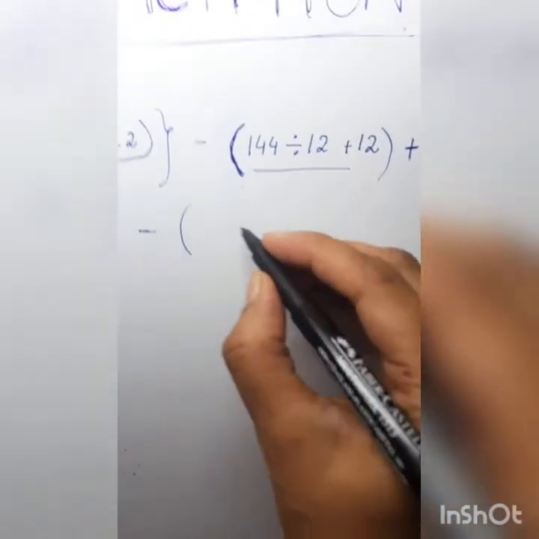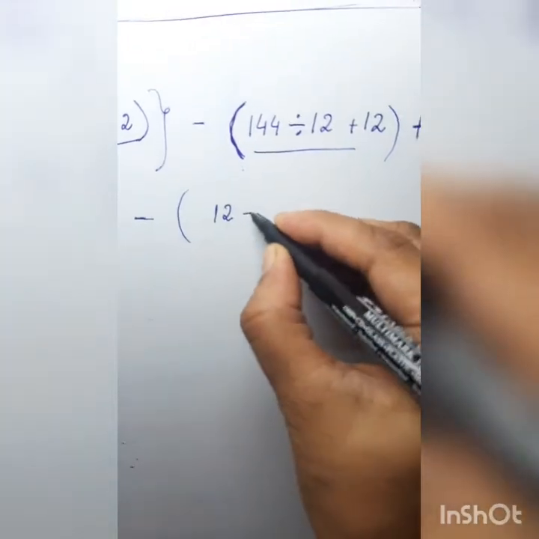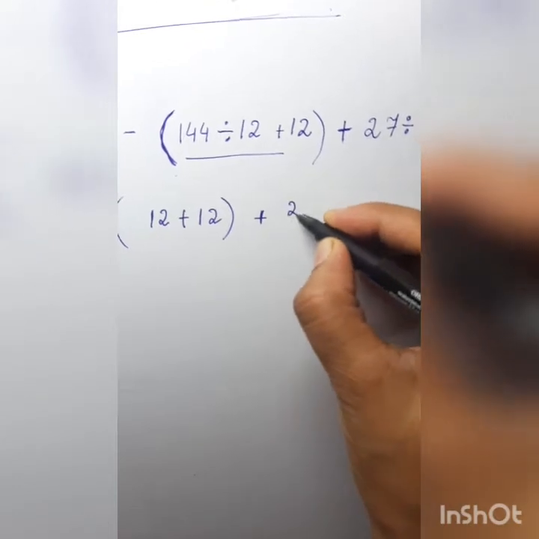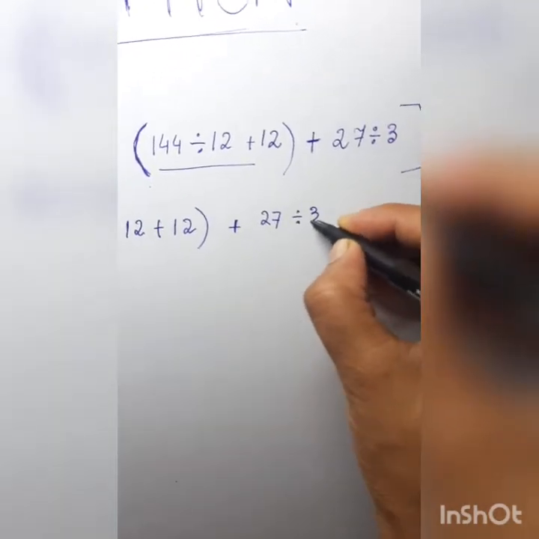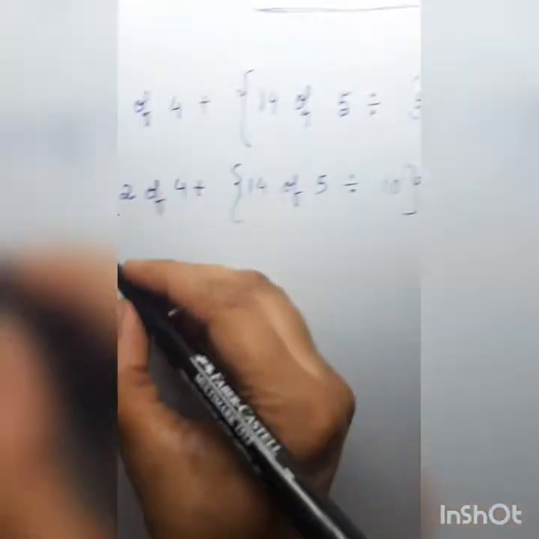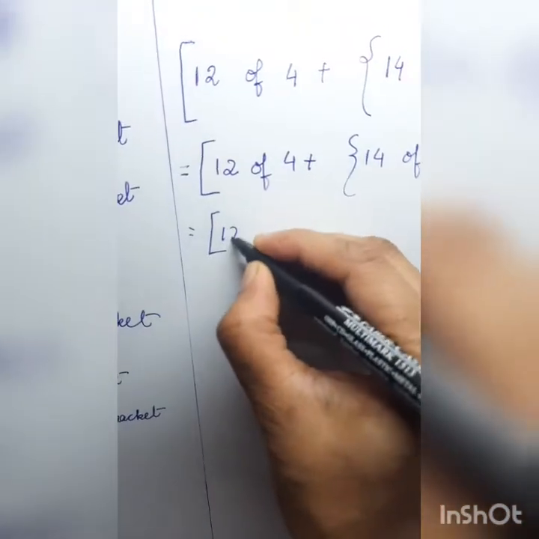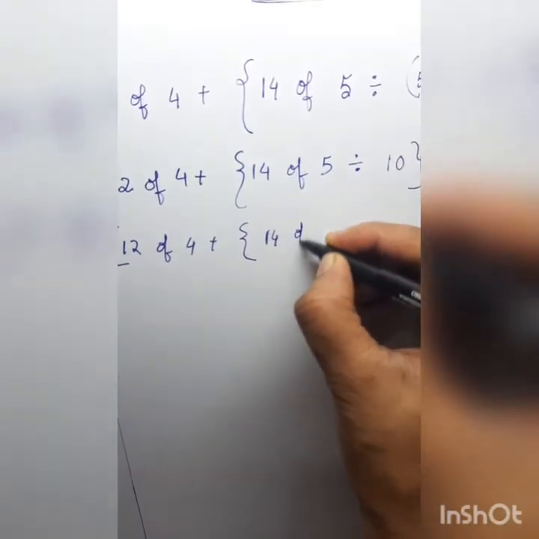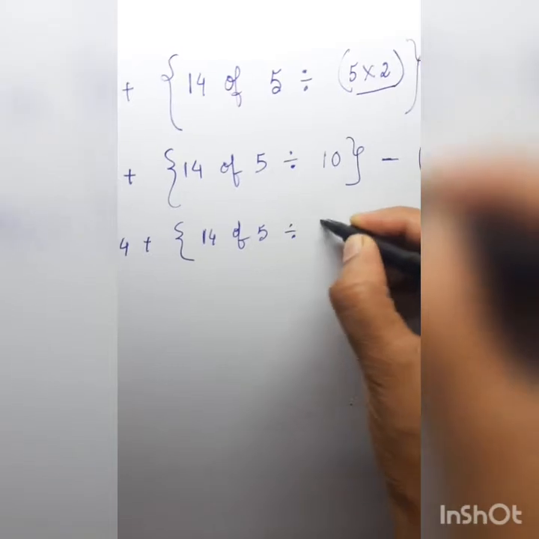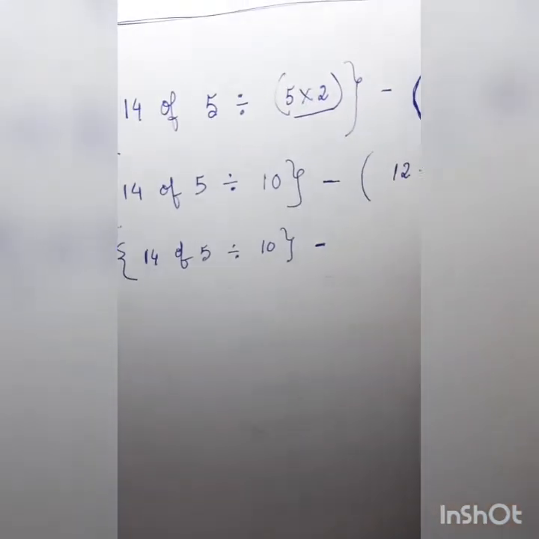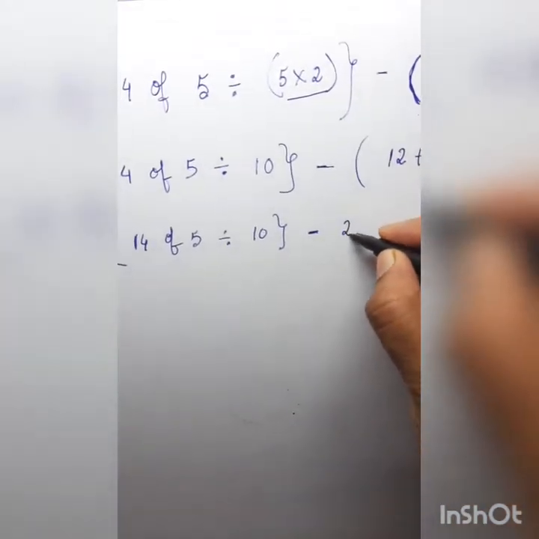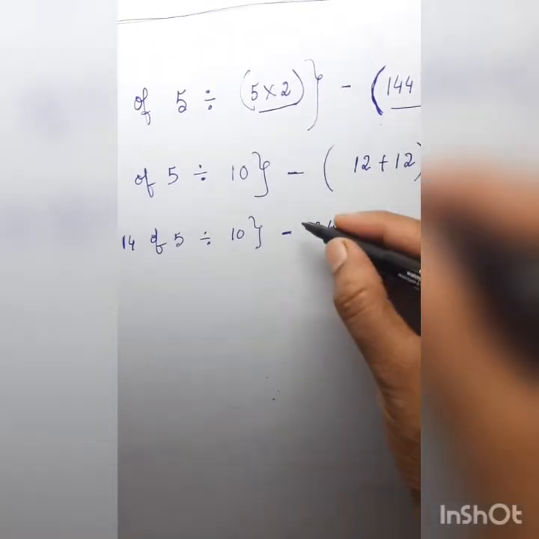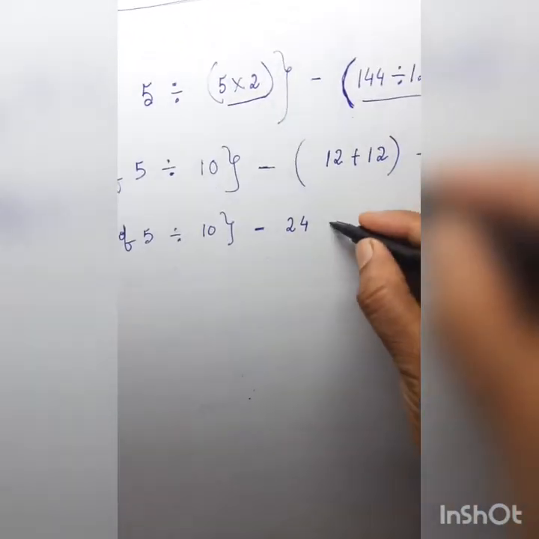144 divided by 12 is 12. And plus 12, bracket close, plus I will not do anything here now. First I will finish the work of the round bracket. Again I will write as it is. No changes here until and unless we finish the work of the first bracket. Now 12 plus 12 is 24. So my work of my first bracket finishes here. I don't have to give bracket anymore here because nothing is left.